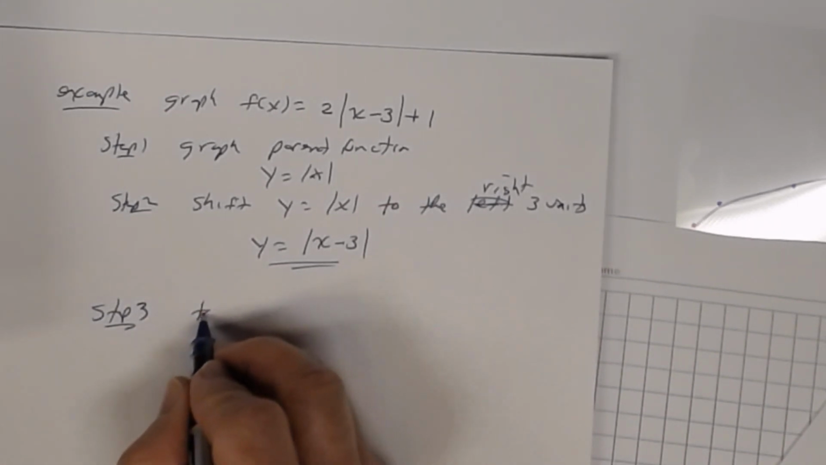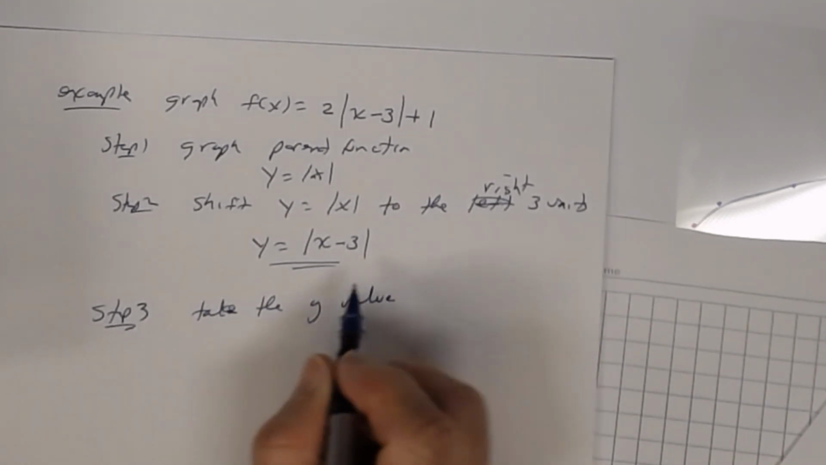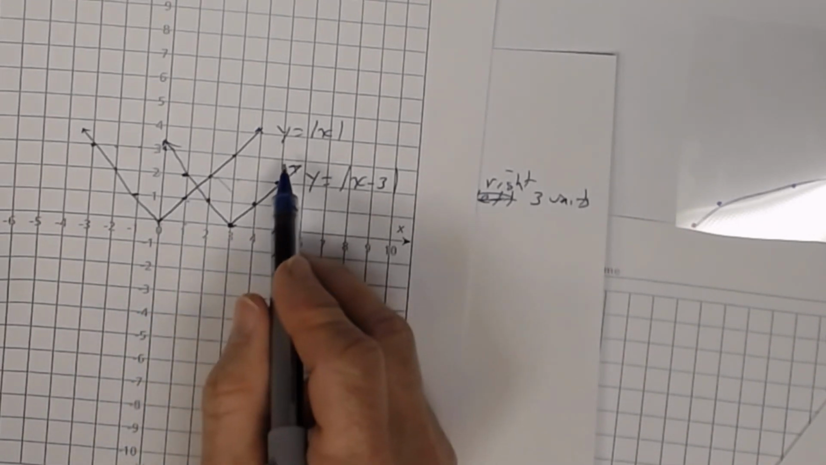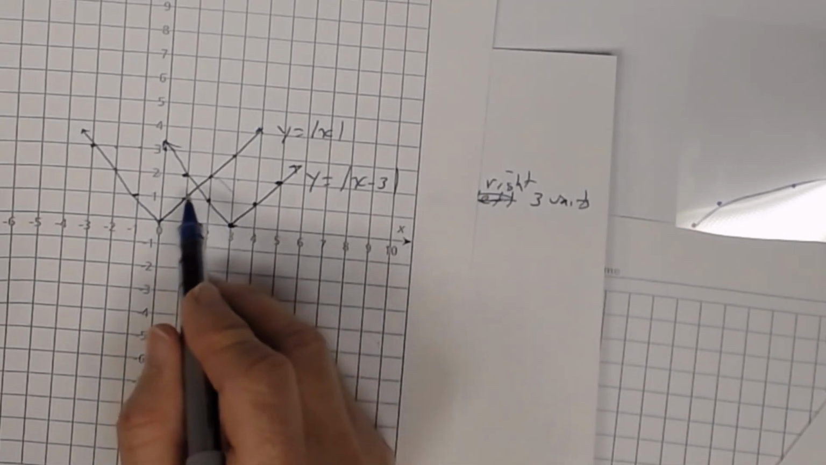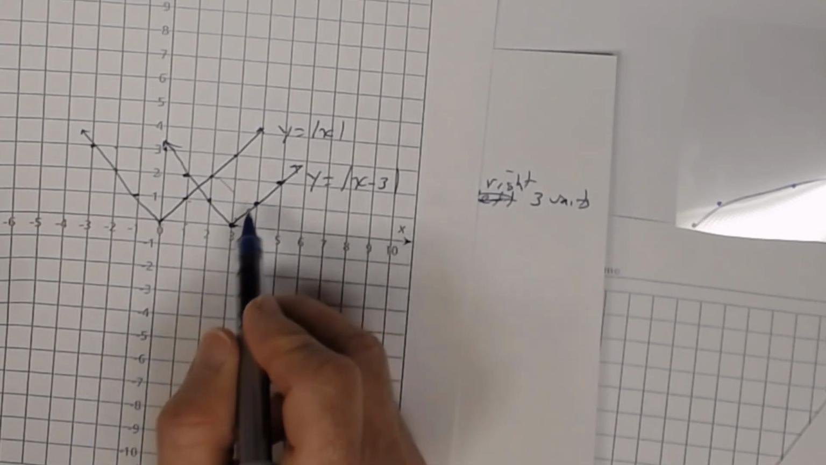you're going to take the y value of this function, which is, remember, this is where you're at now. You're at this part right here. You went from here to here. Step 1, step 2. You're going to take these y values.